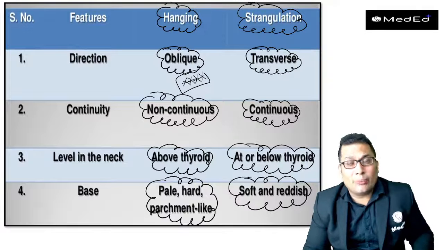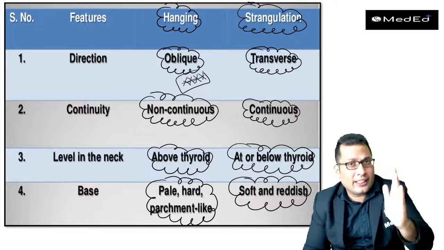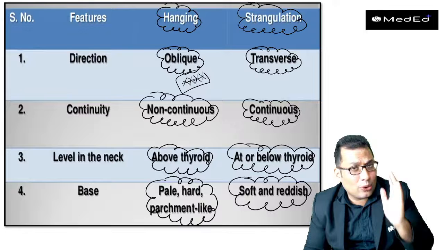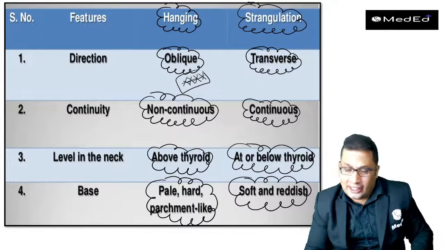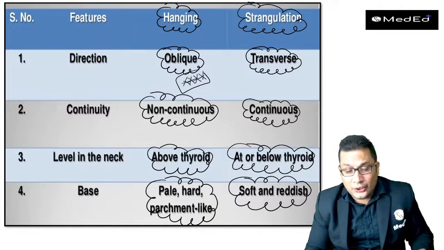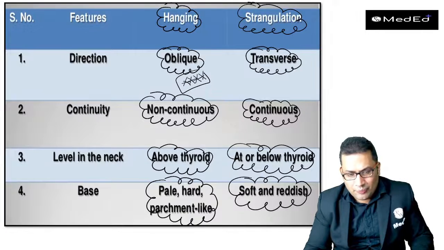All these are very commonly asked topics in your exam. Again, we'll repeat. In hanging, the ligature mark is oblique, non-continuous, above the level of thyroid cartilage. It is pale, hard and parchment-like. In strangulation, it is transverse, continuous, at or below the thyroid, soft and reddish.